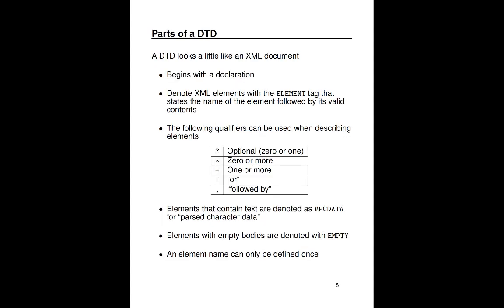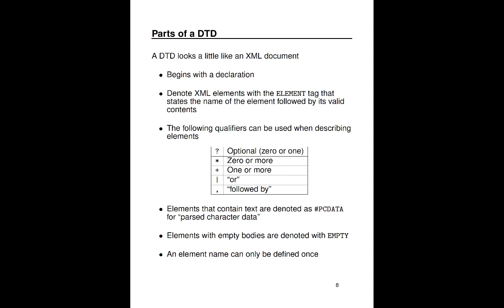A DTD looks a little like an XML document. It's got one of those XML declarations, and it has the element and attribute list. You can use some qualifiers on the children of the XML element. Question mark qualifier means that the child element is optional. You can have 0 or 1. If you want 0 or more than one of those children, use star. Plus means 1 or more. And if there's an either-or relationship between the children, use a pipe. If the children have a certain order, you can use comma to say one child follows another.